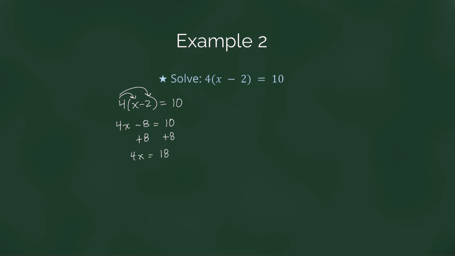We can divide by 4. And we get x is equal to 18 over 4. Both of those are even numbers. We can divide them both by 2, so we get x is 9/2. And if you prefer a decimal, you can write that as 4.5. We'll check that in a minute. First, I want to look at a second way to solve this.